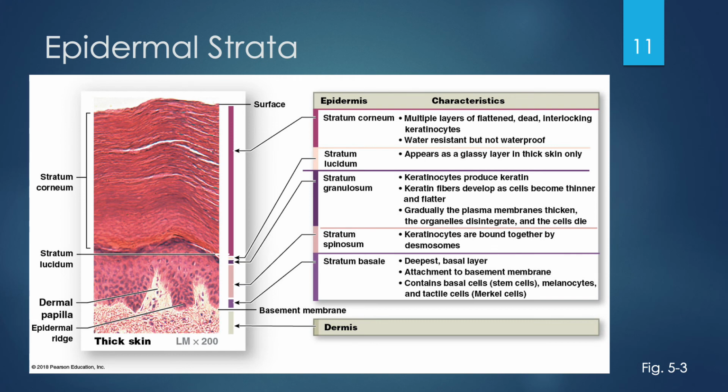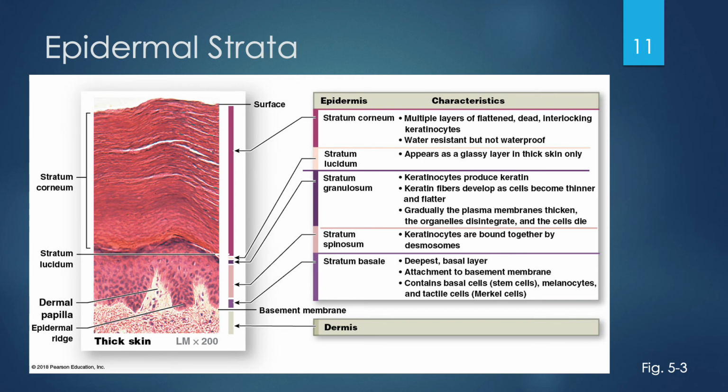So we start off at the very bottom with the stratum basale or the stratum germinativum. So you can think of this as the basal layer, so that makes sense. Or also, if you're into gardening, you germinate seeds, and that's exactly what's happening here. The cells at the very bottom are germinating, basically. They are starting to grow new cells. So the stratum germinativum, or basale, is the deepest possible layer of the epidermis, and it attaches to what is called the basement membrane. And the basement membrane is what separates the epidermis from the dermis.